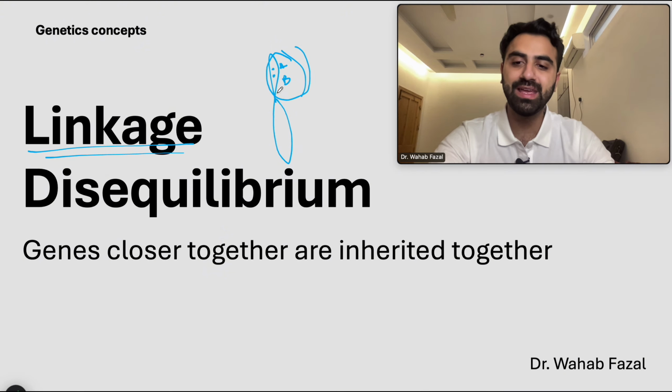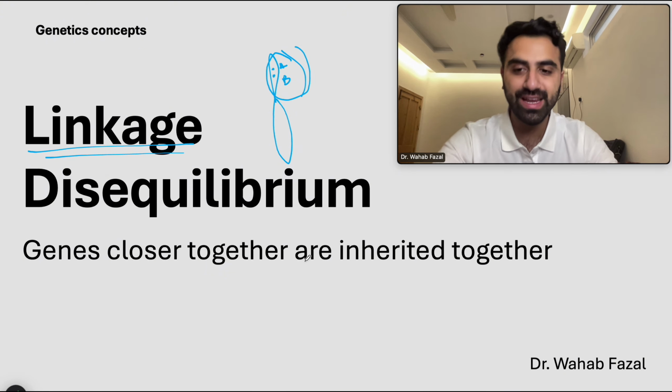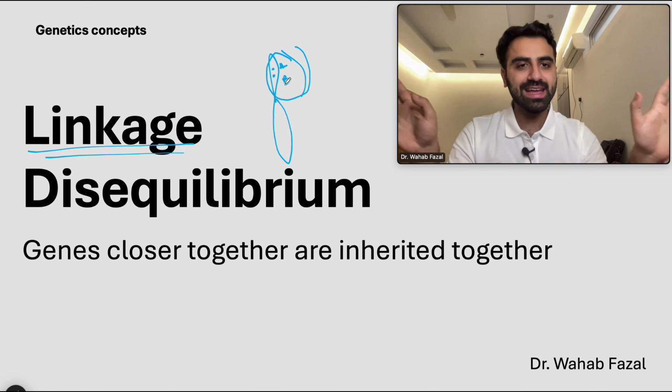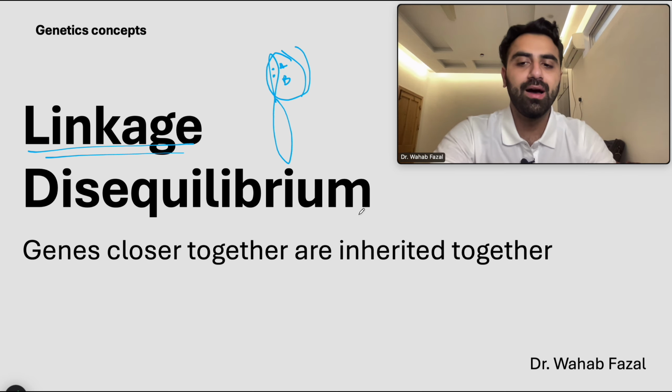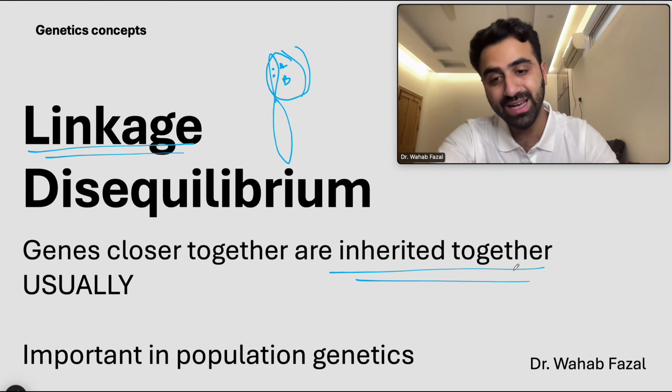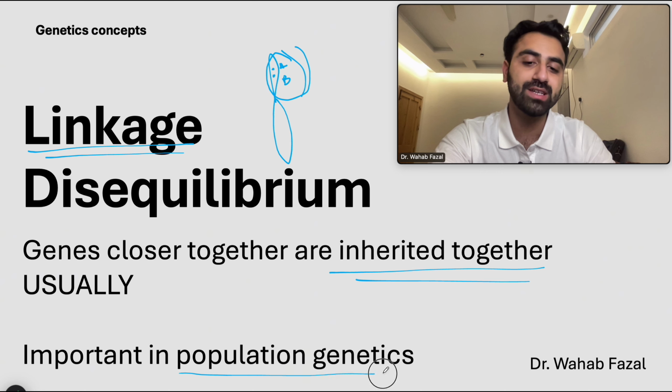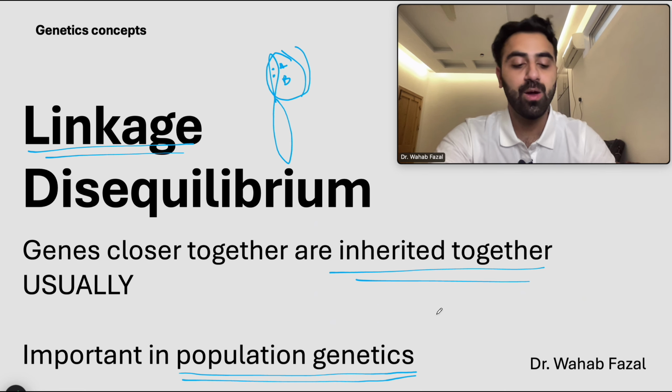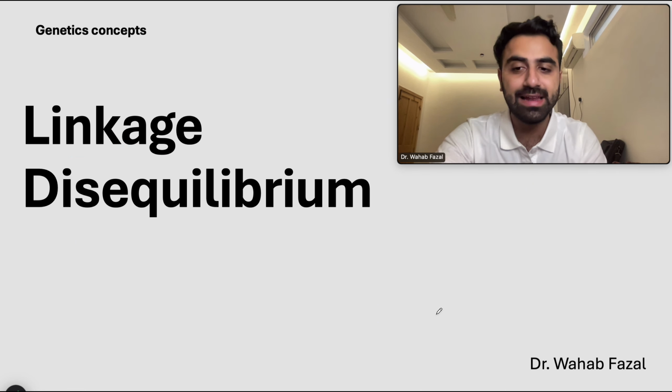They're closer together. Being in a closer location helps them, even though they're completely unrelated to each other, they're inherited together. And this is the concept of linkage disequilibrium. And why is it important? Well, it's important for us in population genetics. Then we have particular clinical application of this.